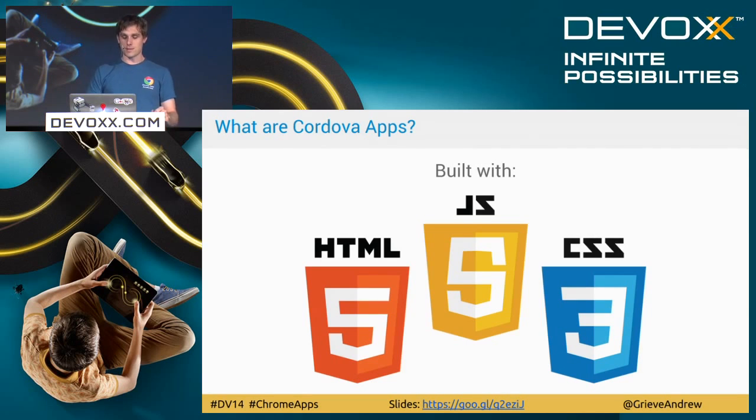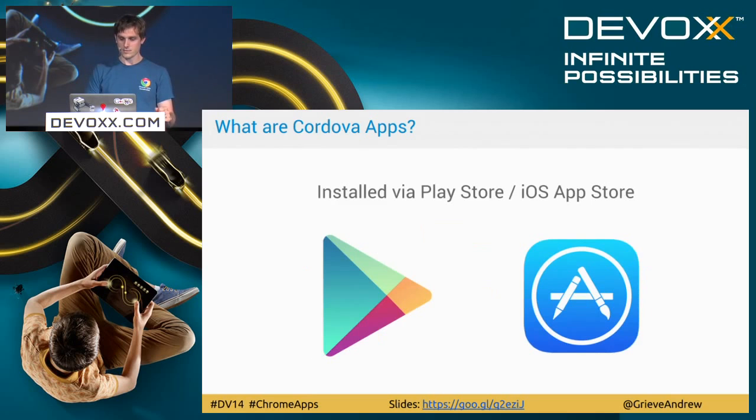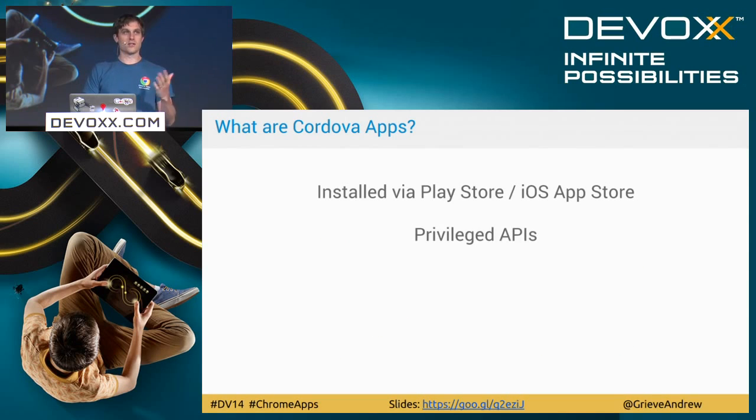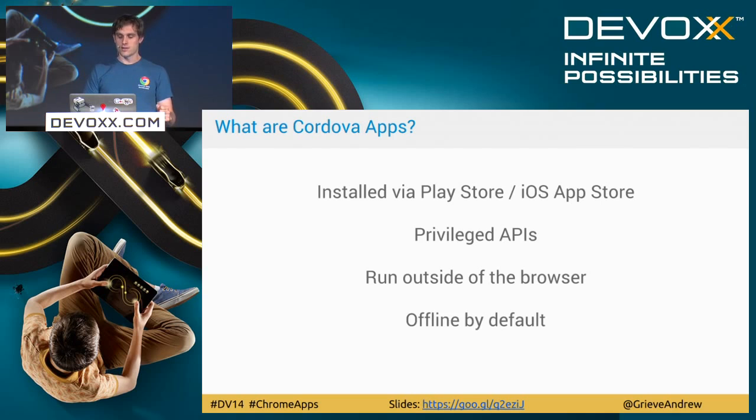Cordova apps are native apps built with HTML, JavaScript, and CSS. They're installed from the Play Store and the iOS App Store. They can use privileged APIs, so not just your regular set of JavaScript APIs. They run outside of the browser, so in their own windows. They're offline by default, and they have their own home screen icons.